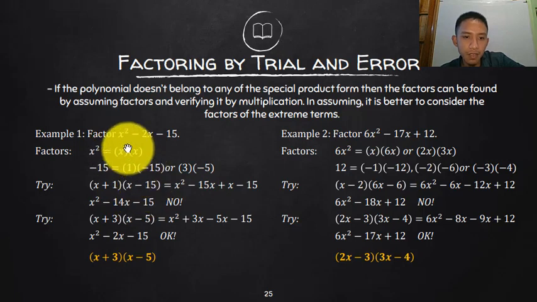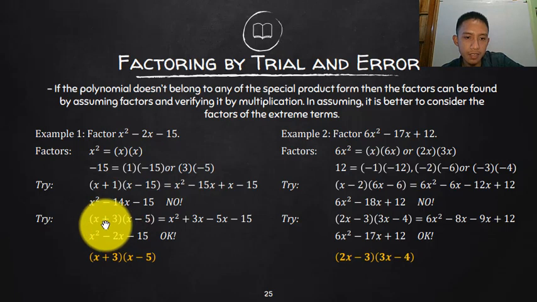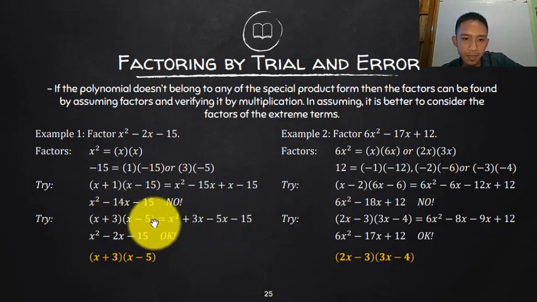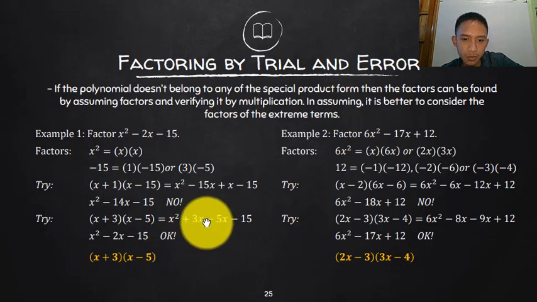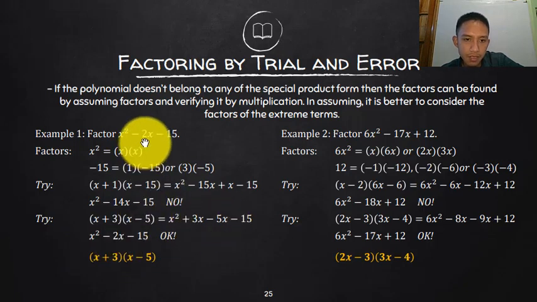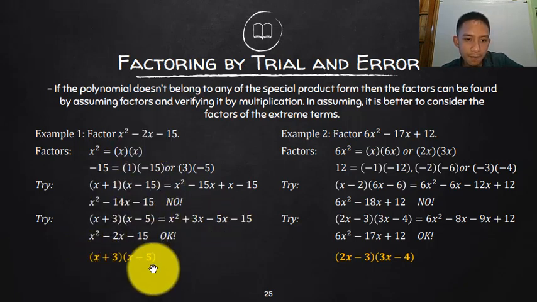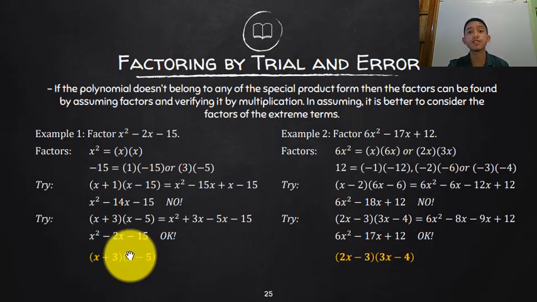Maybe this is to be partnered with that. So x and 3, x plus 3, and x and negative 5, so x minus 5. Multiply that one: x squared, negative 5x, positive 3x, negative 15. Combine: x squared, negative 15 will be the same, but the middle will be negative 2x. Is that the same as the original? Yes, therefore these are the factors. So that is your trial and error.